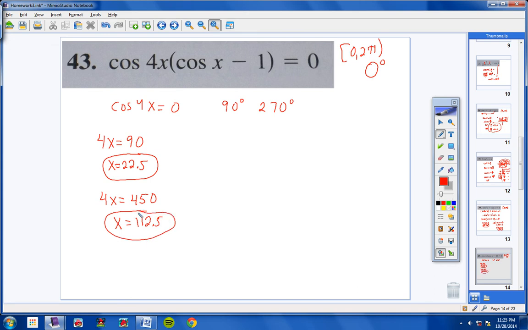So we got to take 450 right here and add 360 to that, and we will get 810 degrees. So 4x equals 810. Now you can see why this is a pain. And you get x equals 202.5. So we're still in our domain. So we have to keep going. Now I'm going to take 810 degrees and add 360 to it, and I'm going to get 1,170. Now divide both sides by 4, and I will get 292.5.